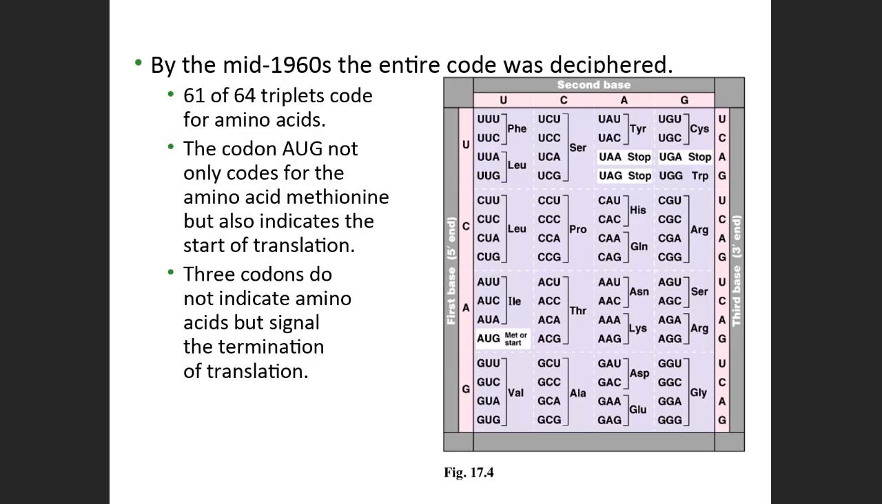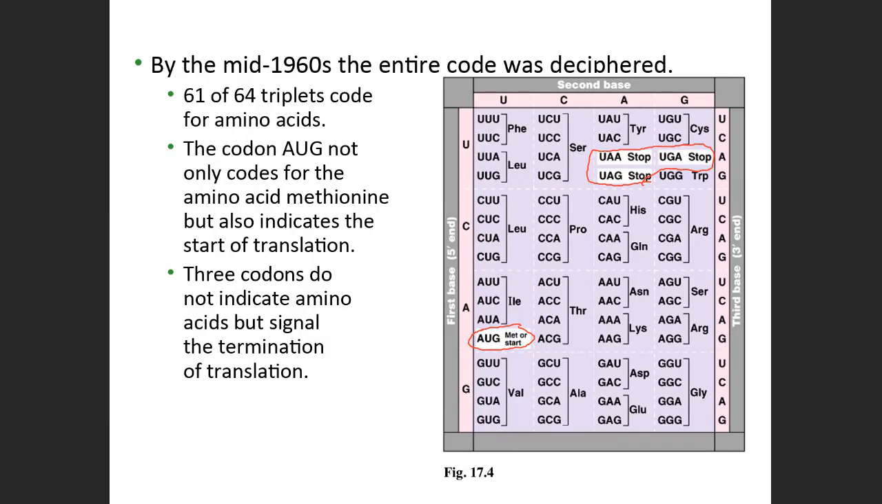So this is our genetic code chart. Shows all the different codons, all 64 of them. Now, 61 of them do code for amino acids. And then we have 3 stop codons and one start codon, AUG. AUG also codes for the amino acid methionine. So one start and three stops.